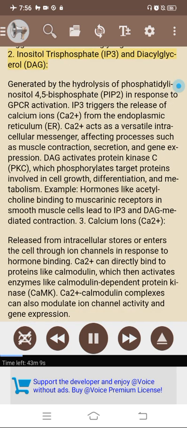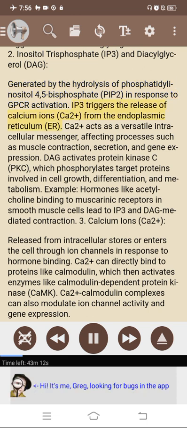2. Inositol trisphosphate (IP3) and diacylglycerol (DAG). Generated by the hydrolysis of phosphatidylinositol 4,5-bisphosphate (PIP2) in response to GPCR activation. IP3 triggers the release of calcium ions (Ca2+) from the endoplasmic reticulum (ER). Ca2+ acts as a versatile intracellular messenger, affecting processes such as muscle contraction, secretion, and gene expression. DAG activates protein kinase C (PKC), which phosphorylates target proteins involved in cell growth, differentiation, and metabolism. Example: hormones like acetylcholine binding to muscarinic receptors in smooth muscle cells lead to IP3 and DAG-mediated contraction.